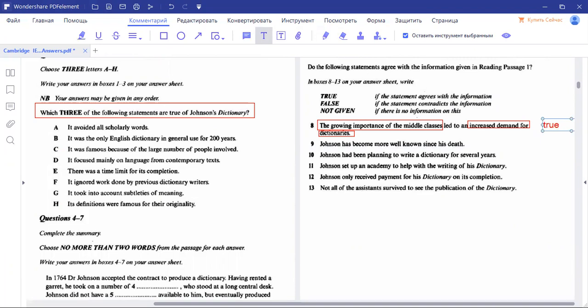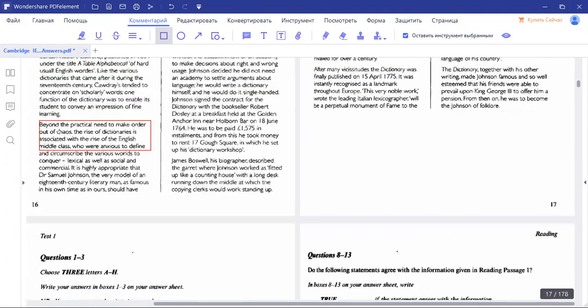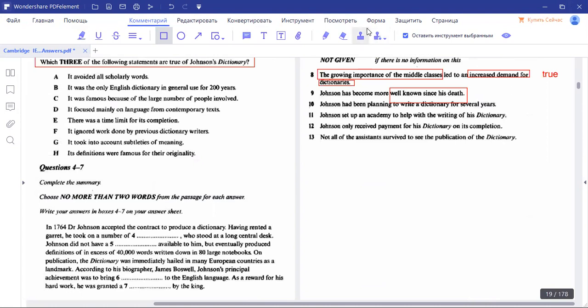Now the next one. Johnson has become more well-known since his death. Sorry guys, I have to go through this one. He became more well-known since his death. That means we have to find it, and we have to go down, as I told you. Okay, Dr. Samuel Johnson, very model of an 18th century literary man, as famous in his own time as in ours. That means he was as famous then as he is now. True? No, it's not true. I mean, come on, false.